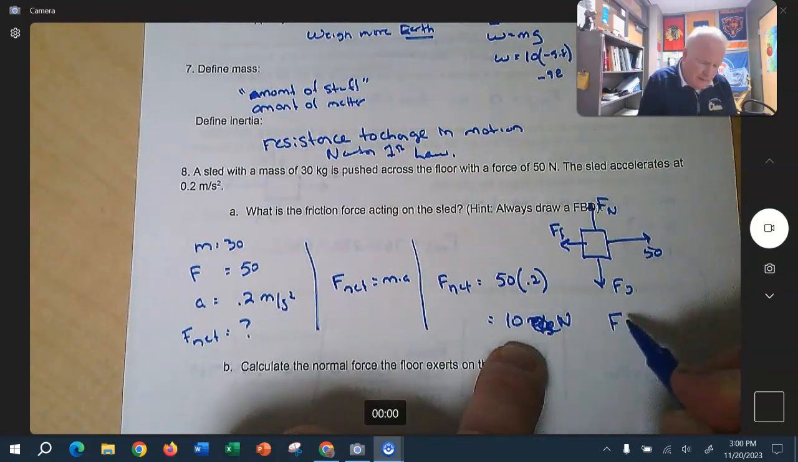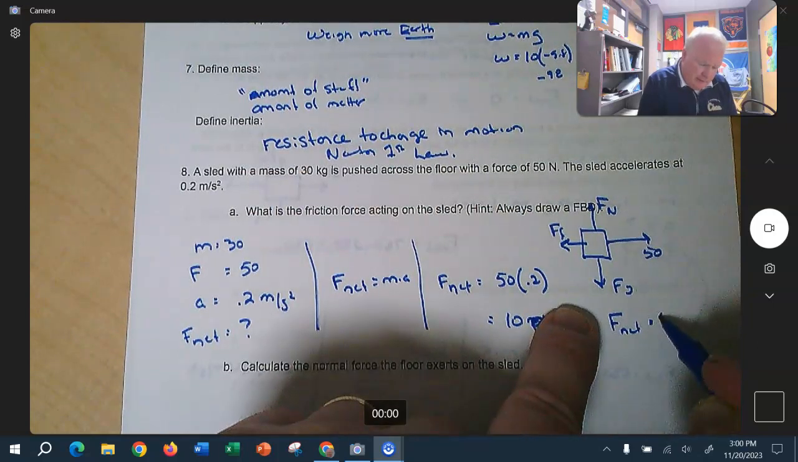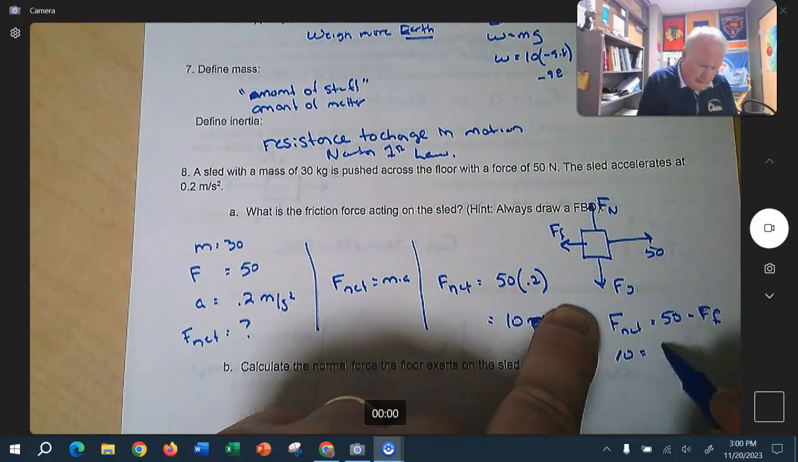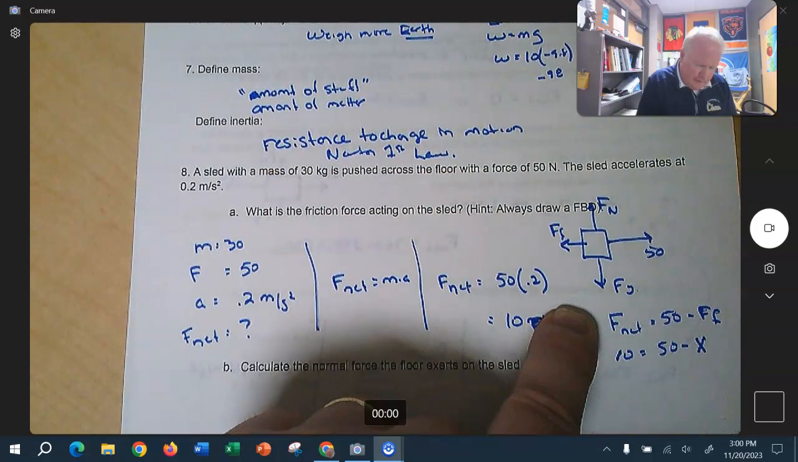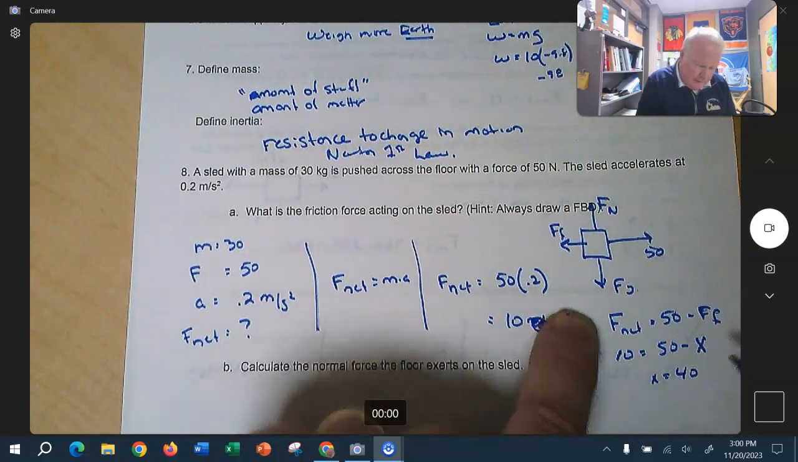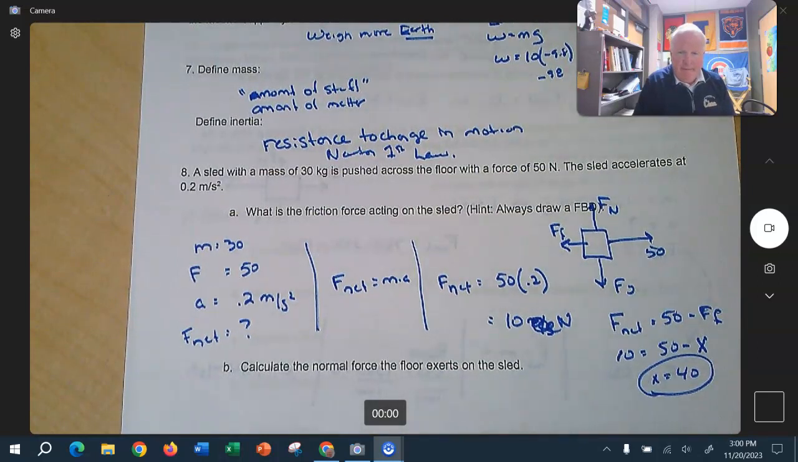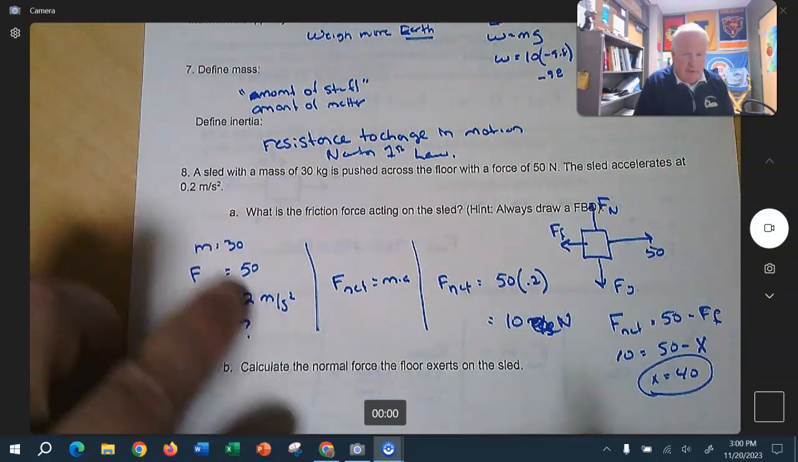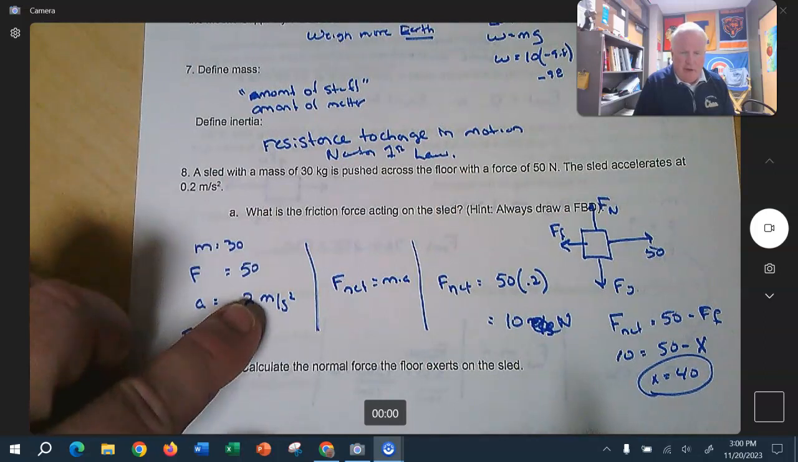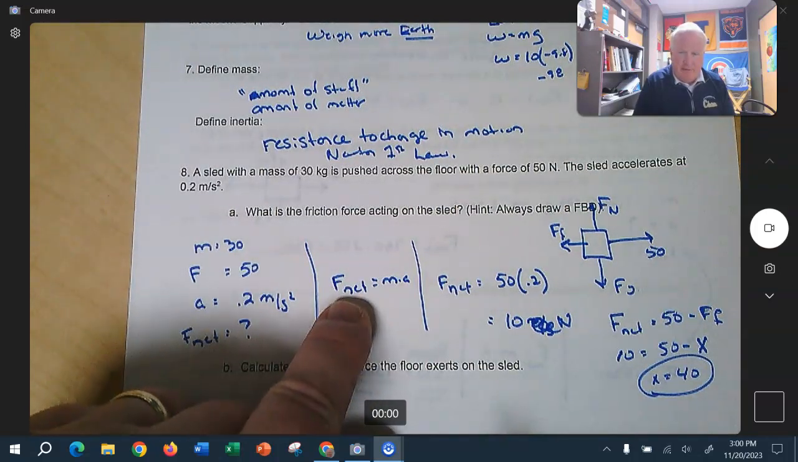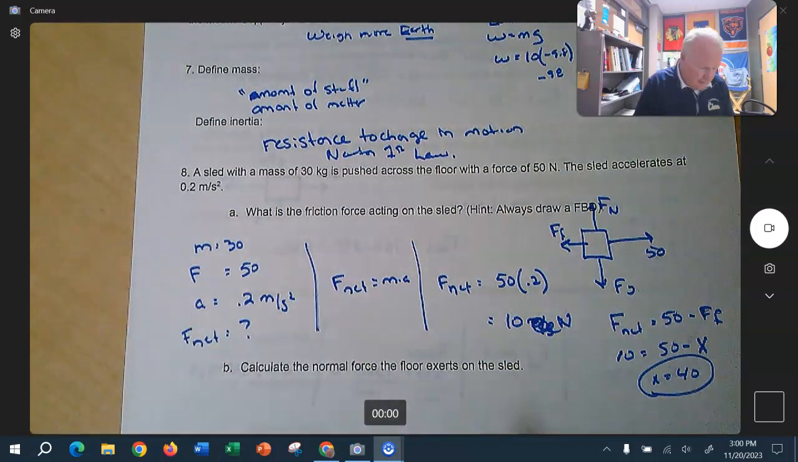So if we write the equation, F net equals 50 minus the force of friction. So 10 equals 50 minus x. So x is equal to 40. So the friction force is 40. Okay? And a lot of you guys ran into that in the quiz where you had all 3 and you're like, oh, I don't know it. You have to remember that this F net is the thing that you're going to find from that equation.